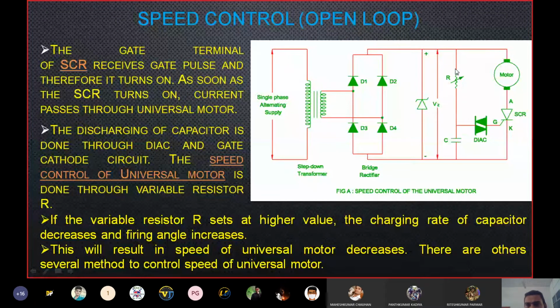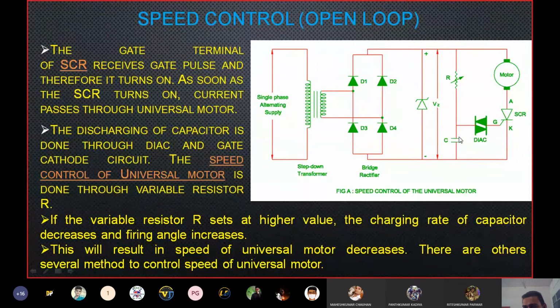Okay, so when the variable resistor is set at a high value, the charging rate of this capacitor decreases. Due to the higher value of this resistor, the charging rate of the capacitor decreases, and that means the voltage builds up across this capacitor more slowly, which voltage must reach the breakover voltage of the diode.